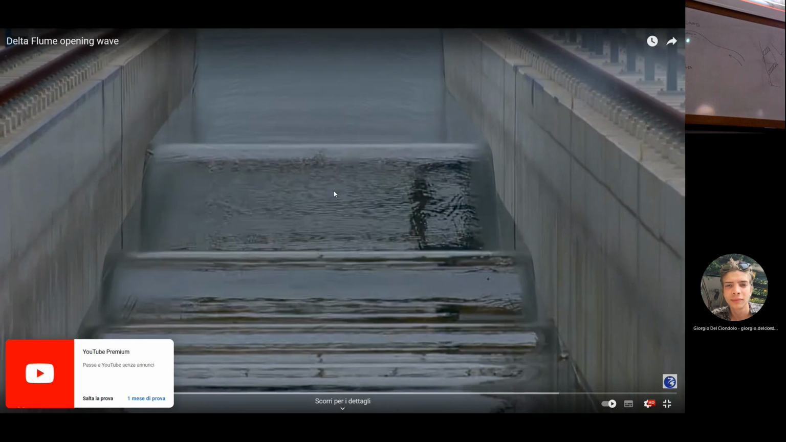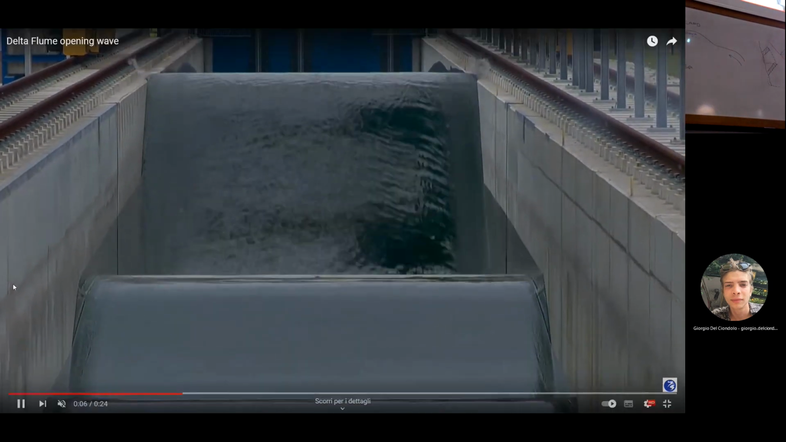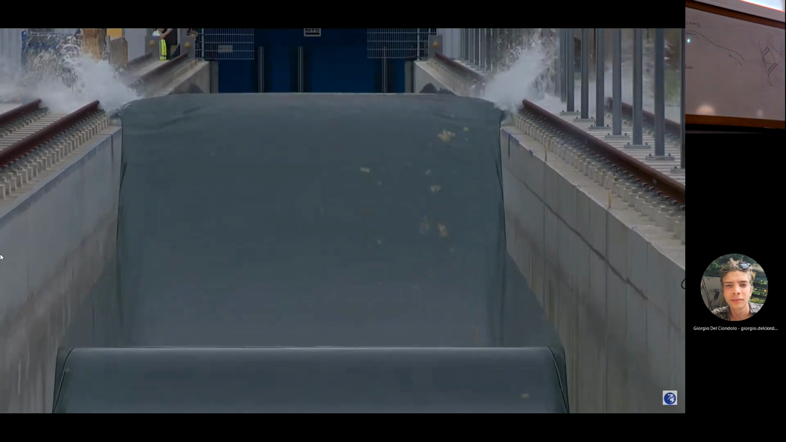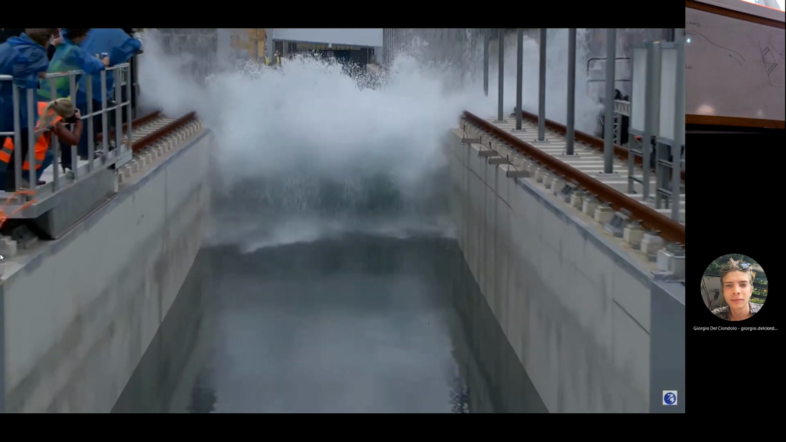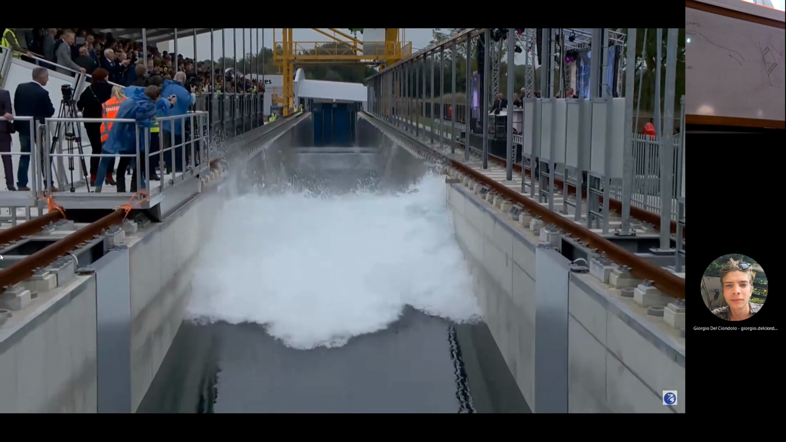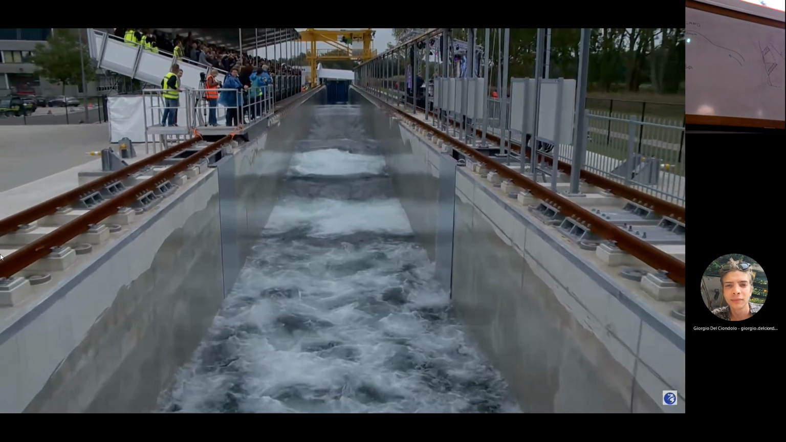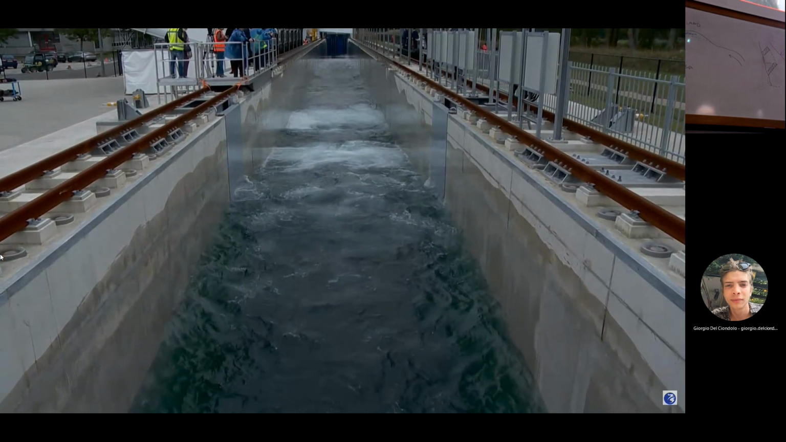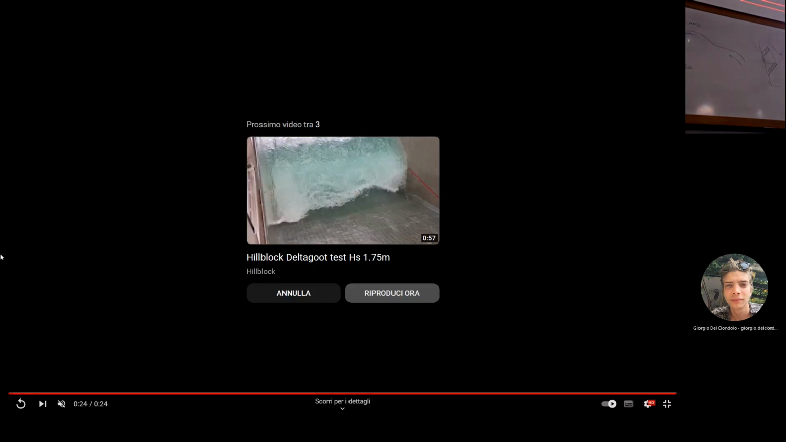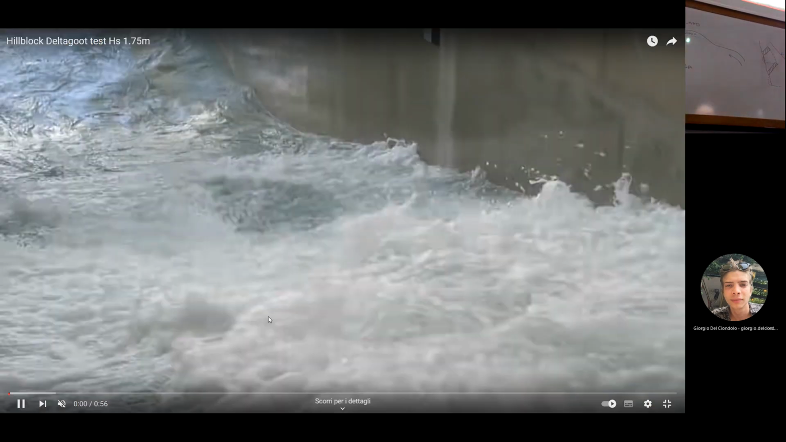Okay, this is the big wave that they generate with a wave generator, and you see the size of the wave compared with the size of the persons. They bring the wave to breaking, and then on the other side, I think it is reflected. I'm not sure if it is reflected back. Let's see this other one.